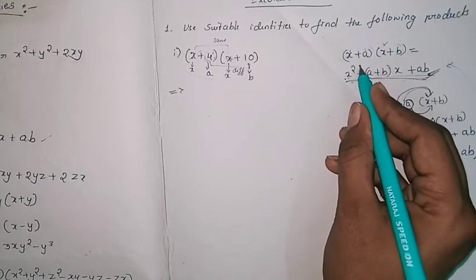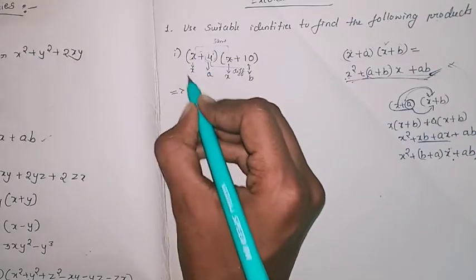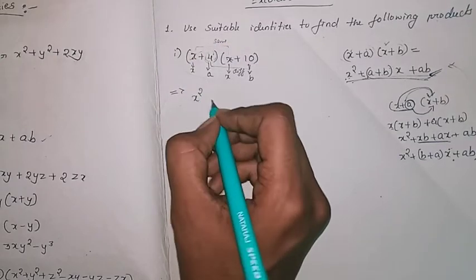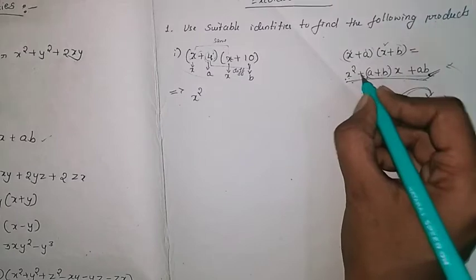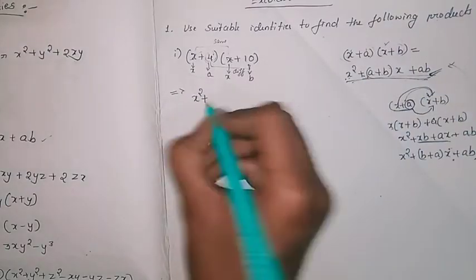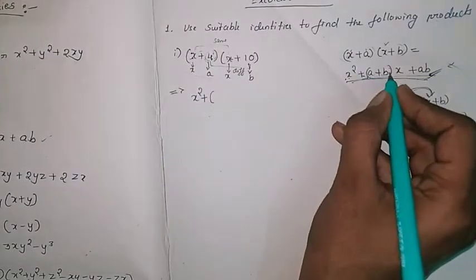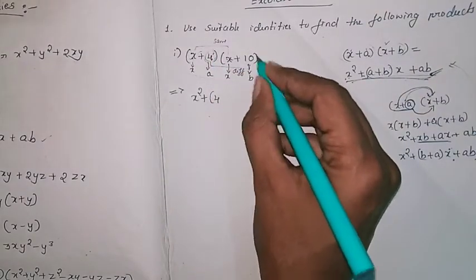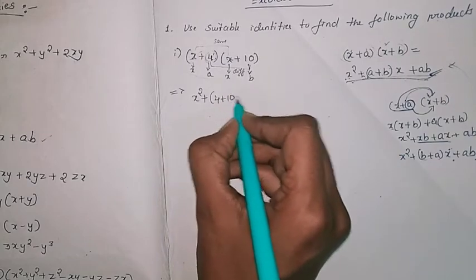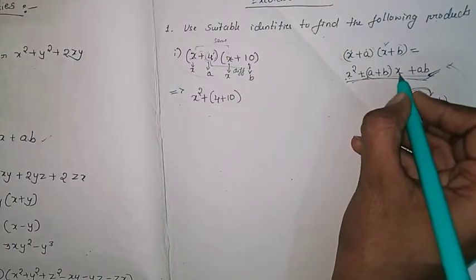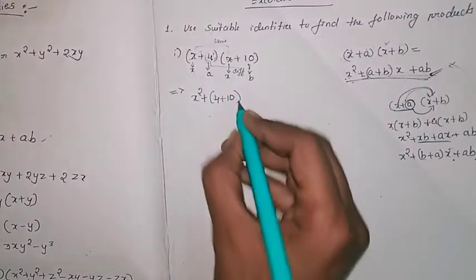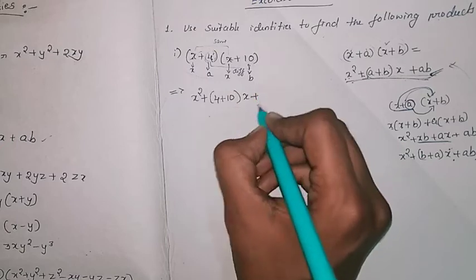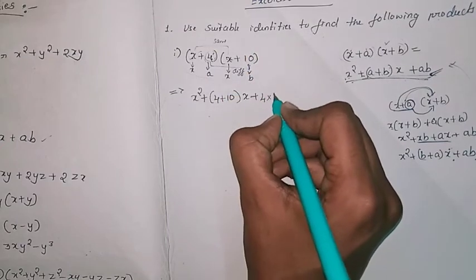So what is this? x square, which is the x term here, the first term, so it is x square. Second term, what is the sign here? Positive, so into the bracket a plus b, which is the a here, that is 4, which is the b, plus 10, so it is plus 10, multiplied by x. Here also it is x, then plus of a into b, which is the a, 4, which is the b, into 10.